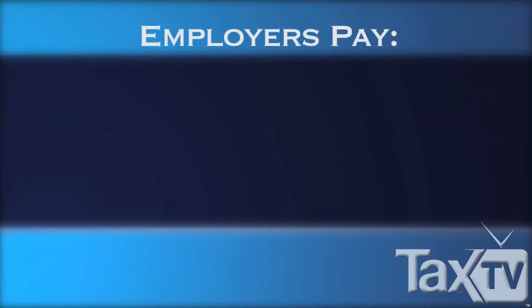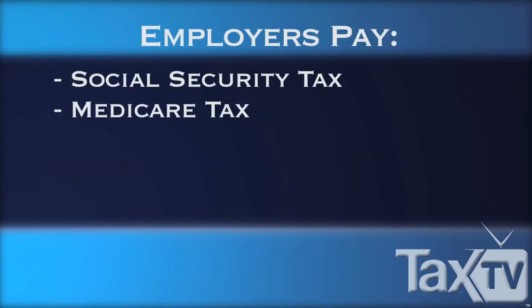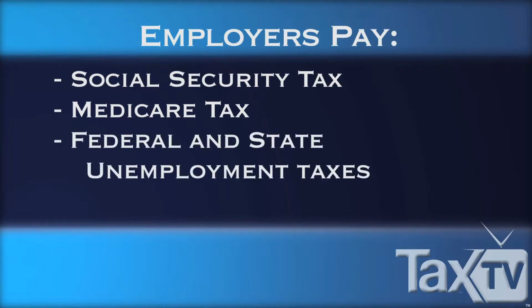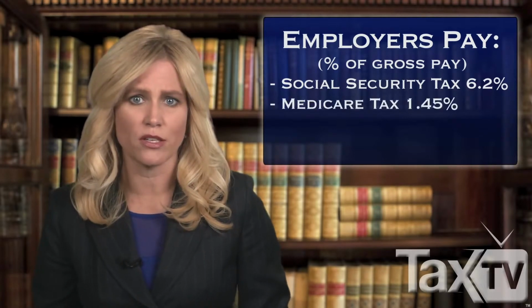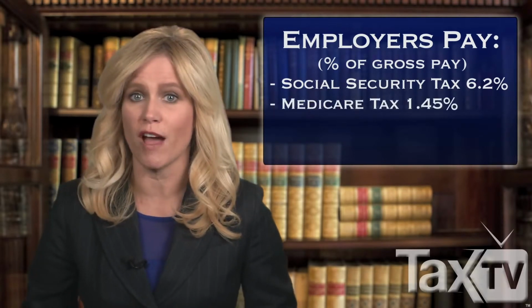Next, we'll review the employer's tax responsibilities. Employers are also responsible for paying Social Security and Medicare tax. In addition, they are responsible for paying federal and state unemployment taxes. The state of California also has employment training tax that is paid together with the unemployment tax. The Social Security percentage for the employer matches the 6.2% that the employee pays. Medicare also matches the employee amount of 1.45%.